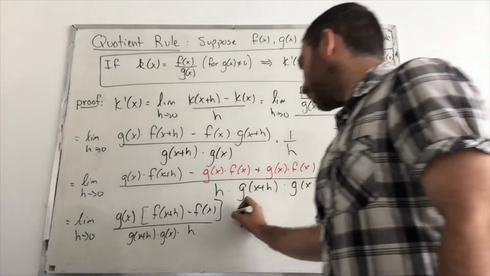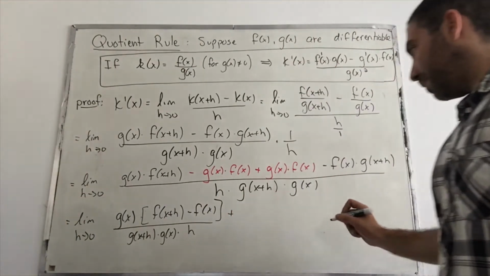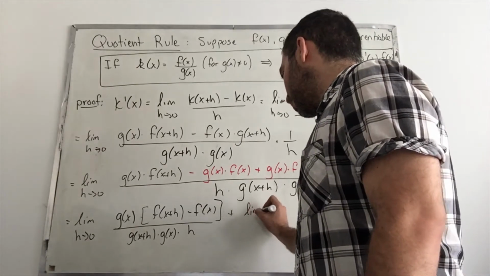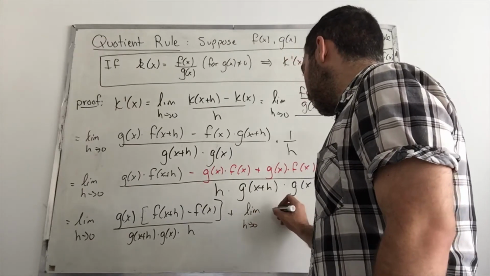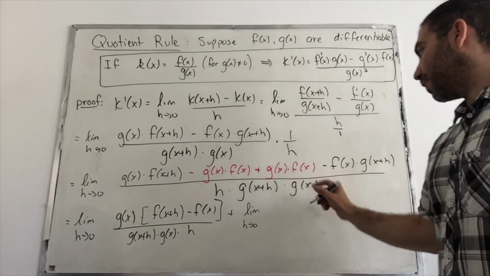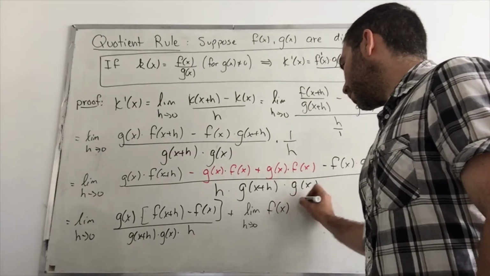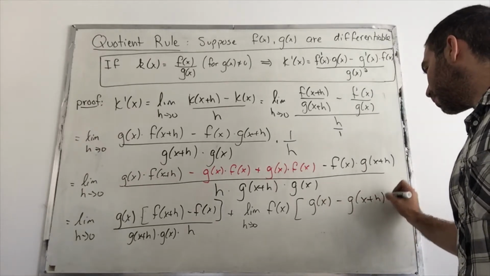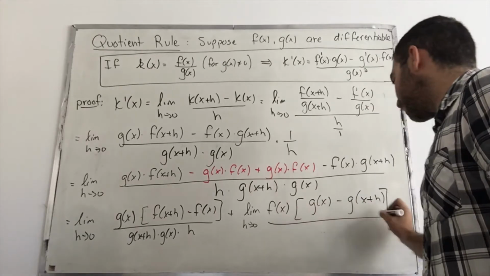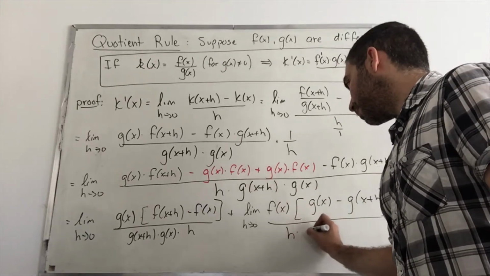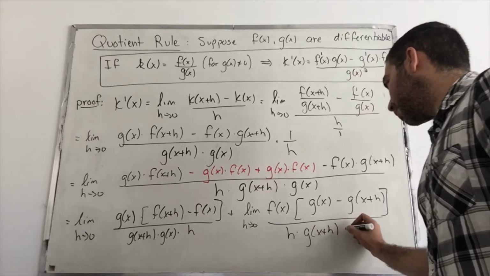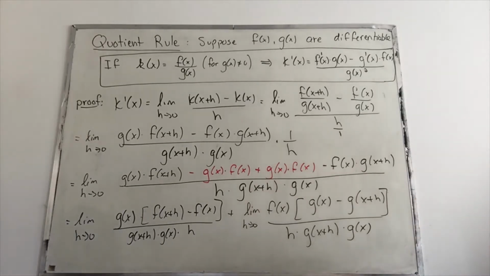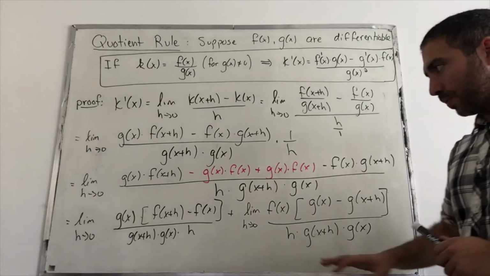And on the right side here, we'll take the limit, so plus limit as h tends to 0. And this term, there's an f of x that they have in common, so we're going to factor out an f of x. And we're left with g of x minus g of x plus h over the denominator. h times g of x plus h times g of x. Okay.